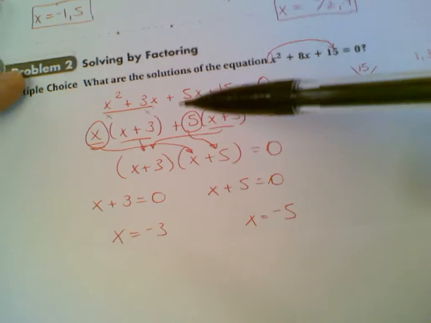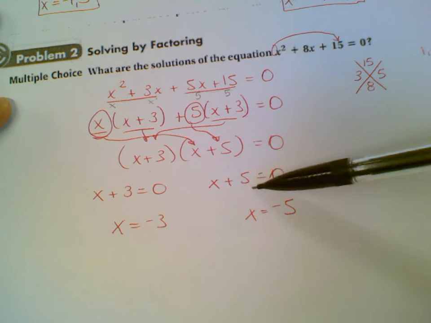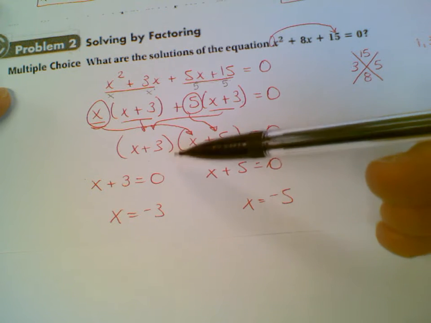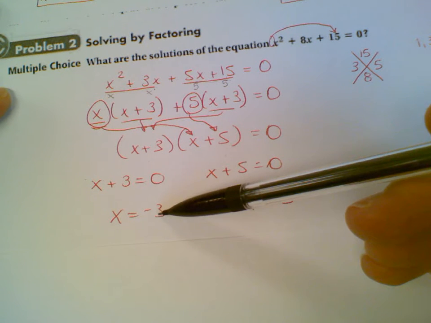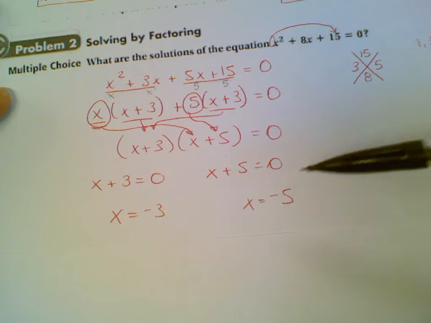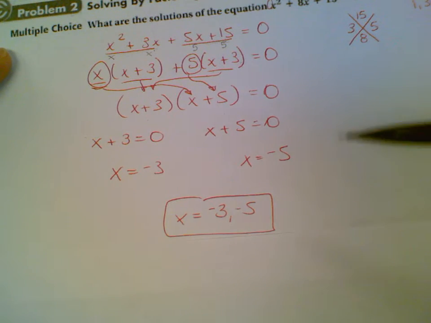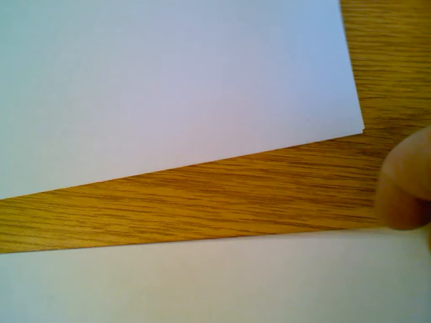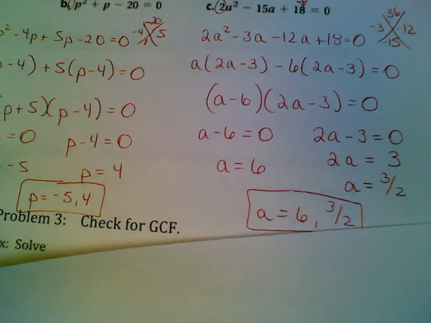So now is where you would need to separate them into two equations. So x plus 3 equals 0 and x plus 5 equals 0. And then solve them. So I would subtract 3 and get negative 3. I would subtract 5 and get negative 5. So my two answers would be negative 3 and negative 5. Let's look through another one of those examples.